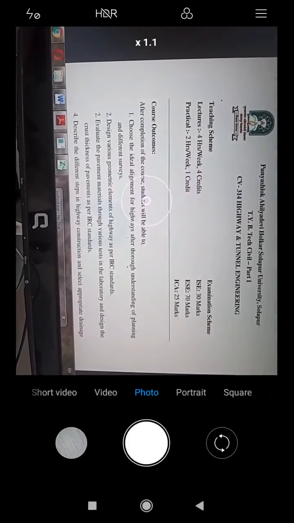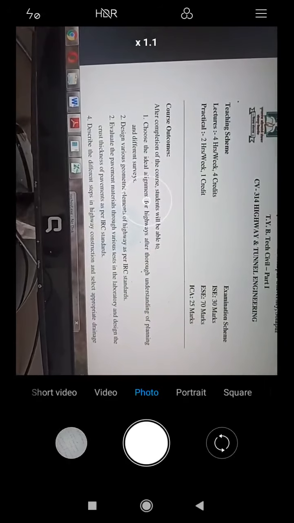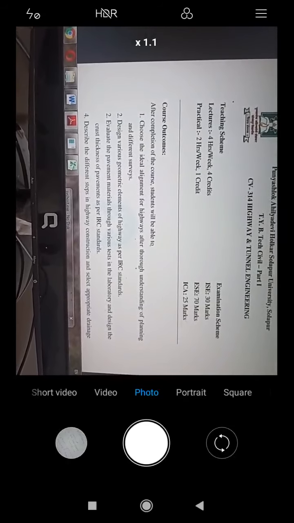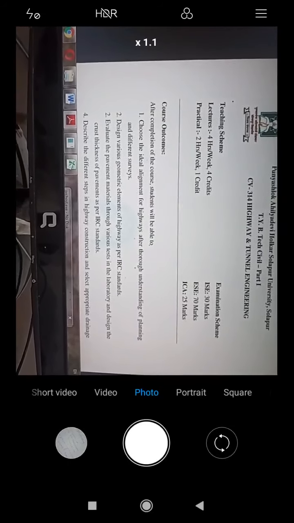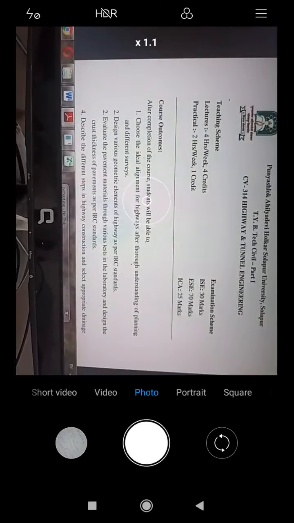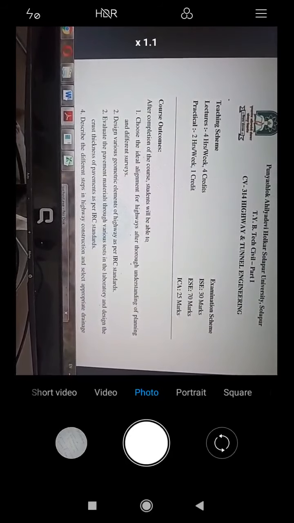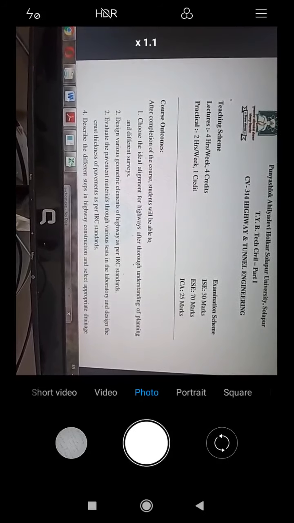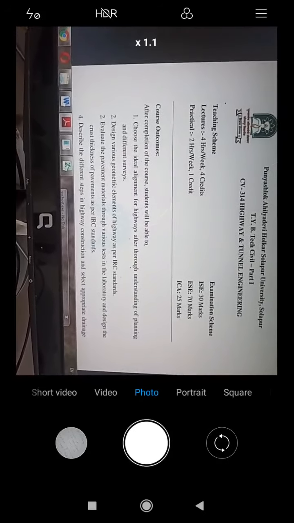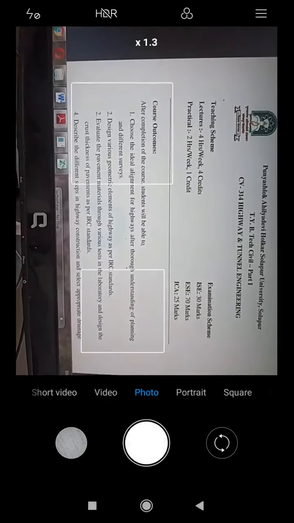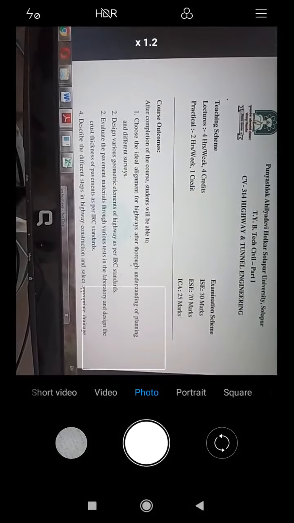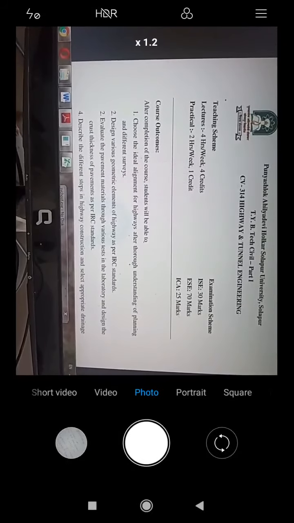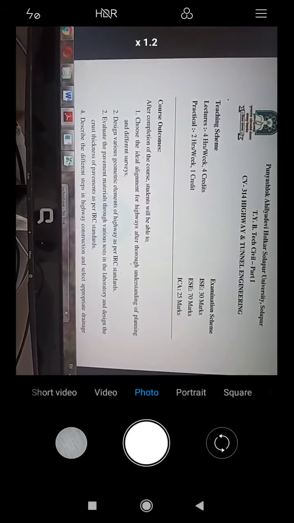Okay, so dear students, we will discuss the course outcomes for this subject. After the completion of the subject, what kind of understanding you will have and how to plan the different surveys related to that subject. So the first outcome is to choose an ideal alignment for the highways after thorough understanding of the planning and different surveys. The second one is the design of various geometric elements of the highways as per the Indian Road Congress standards.